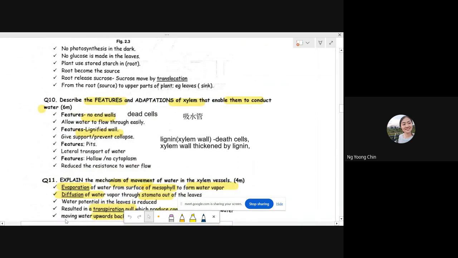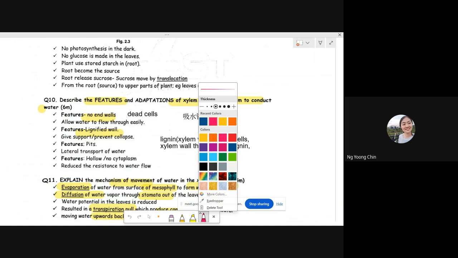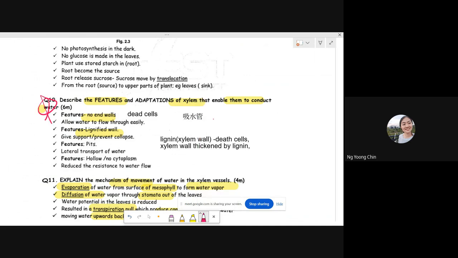So I think this one you should memorize. I'm not asking you to memorize, but you should take note. This is a very common exam question. Because the xylem doesn't have end walls, right? So they can allow water to flow very easily. And they have very lignified walls, which means they are very strong, so they can support the plant.